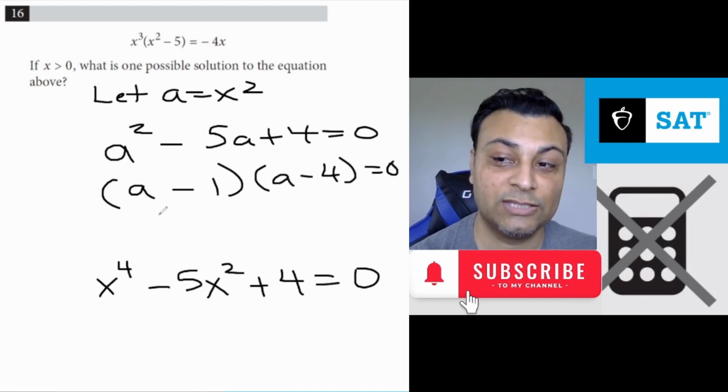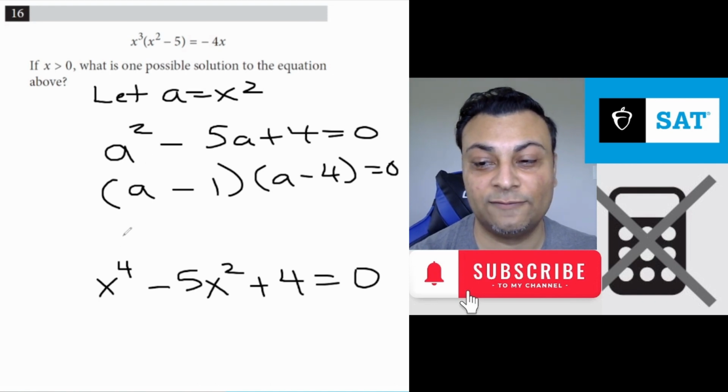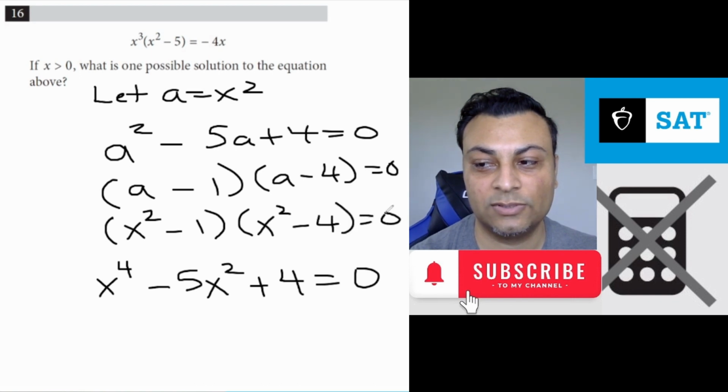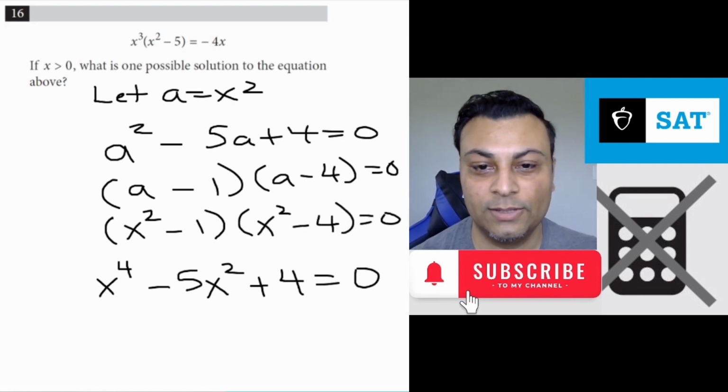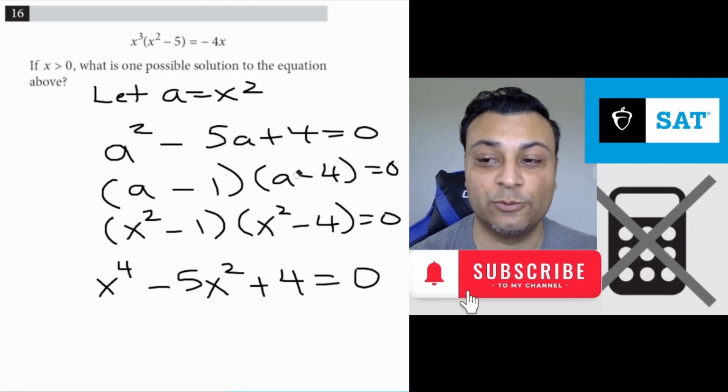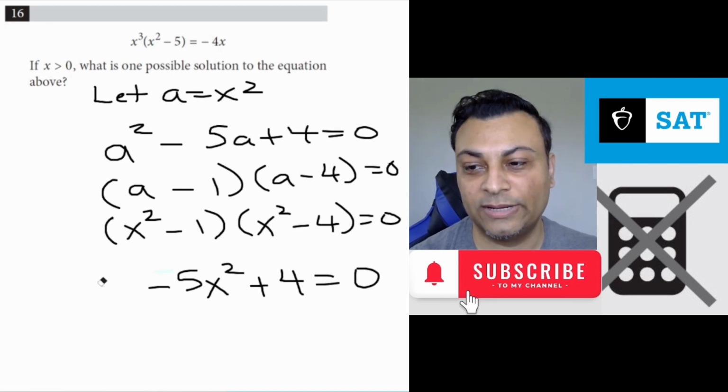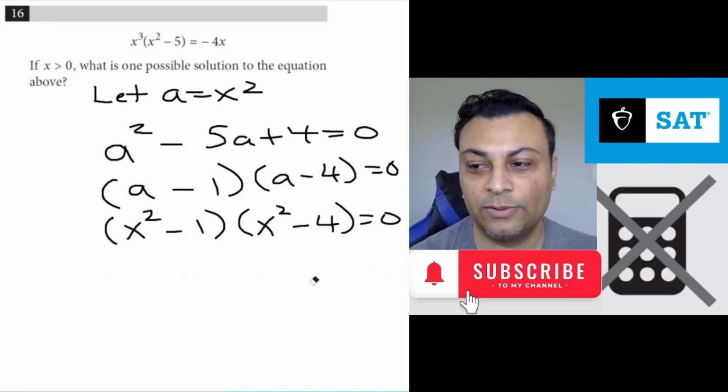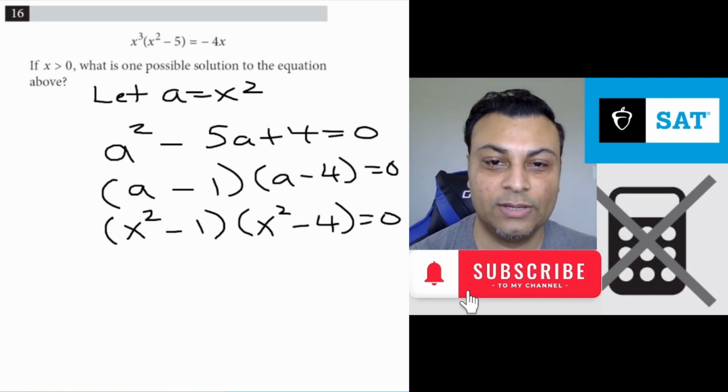And since the a stood for x squared, really, the factoring all along was (x squared minus 1)(x squared minus 4) equals 0. Since the a was just a placeholder for x squared to make it look a little simpler. But really, here's what we have. From here, you can solve for x. You can in multiple ways.